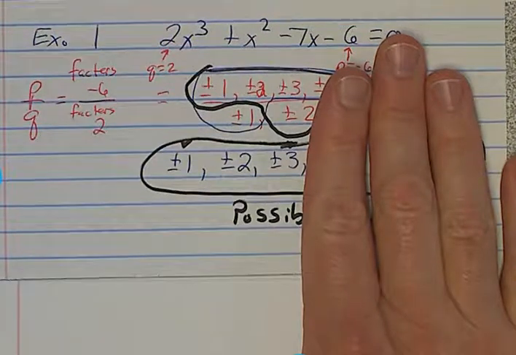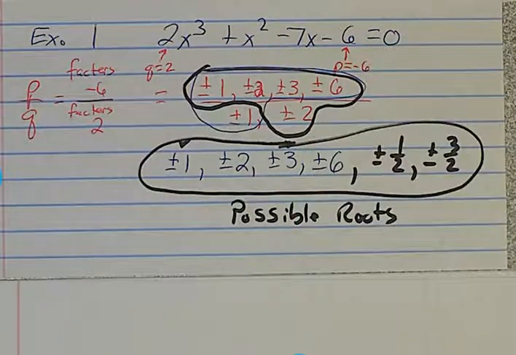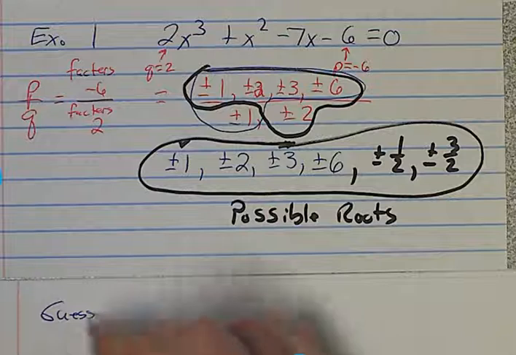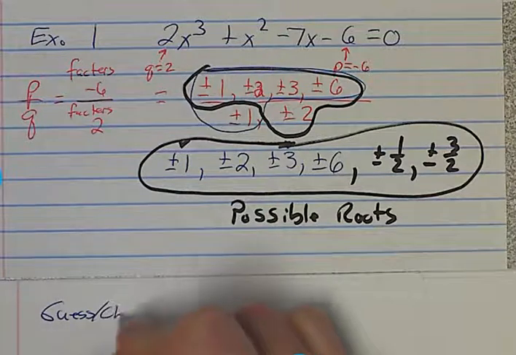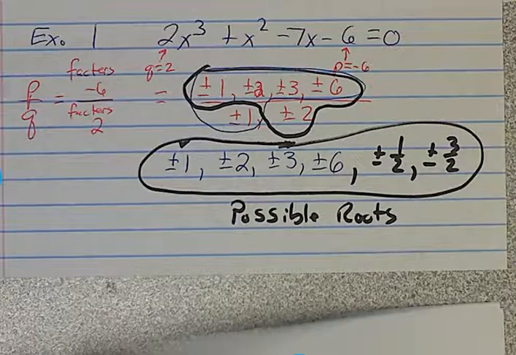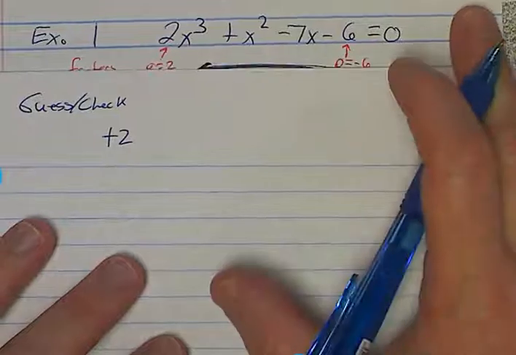So what do we want to do? We want to do 1, 2, or 3? 2. We want to do positive or negative? Positive. Okay. So we're just going to guess and check. So take a positive 2. And we're going to take that 2 and do synthetic division with the problem that's up here.